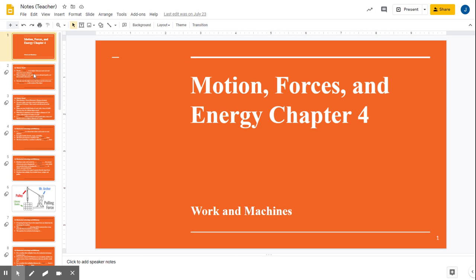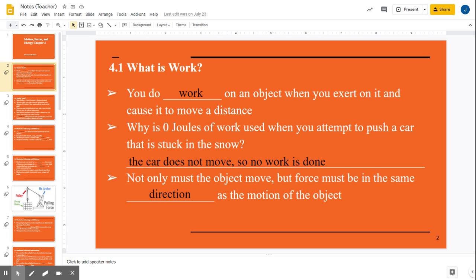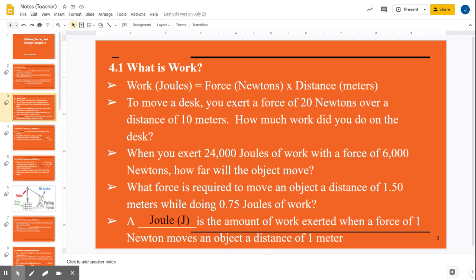On lesson number 1, you had a little bit about the beginning of chapter 4, and the big word being used was the word work. Work, we figured out, is when you exert a force on an object and you make it move. So not only does it have to move, but it also must be in the same direction in which the object ended up moving. And this is what our whole lesson was about, just the word work.